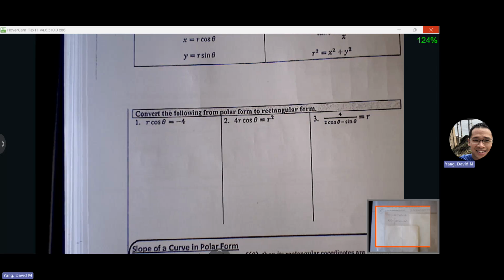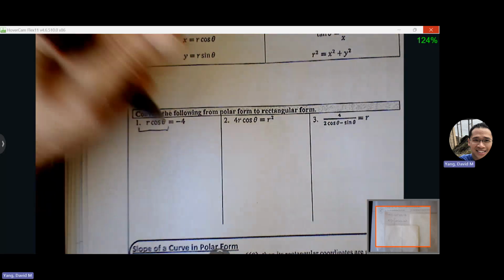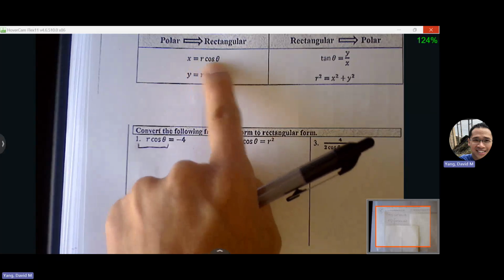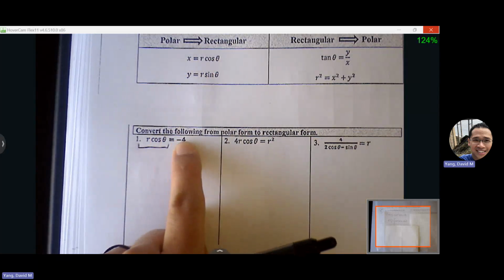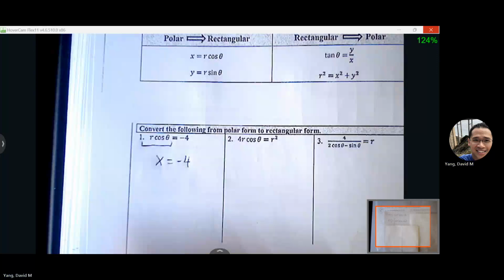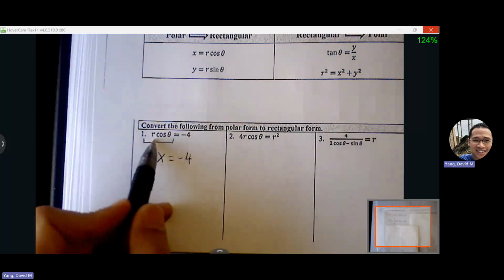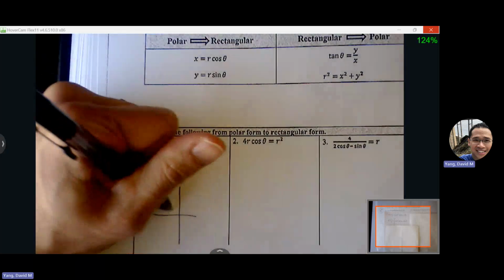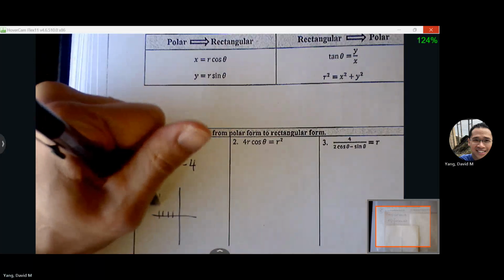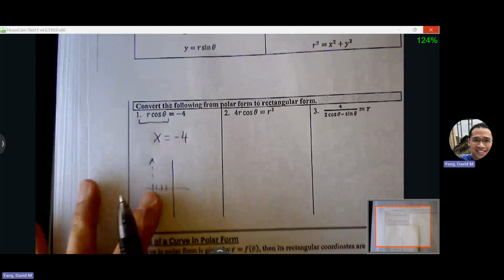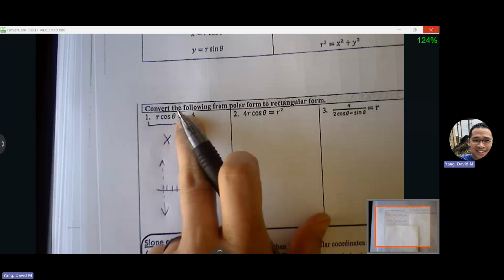Now, r cosine of theta matches nicely with the formula for x, so we can make a nice substitution there. So r cosine theta equals -4, the same thing as x equals -4. So this equation, doesn't matter which form, is going to end up looking like a vertical line. In this case, it's a little bit easier to look at it from a rectangular perspective than a polar perspective.